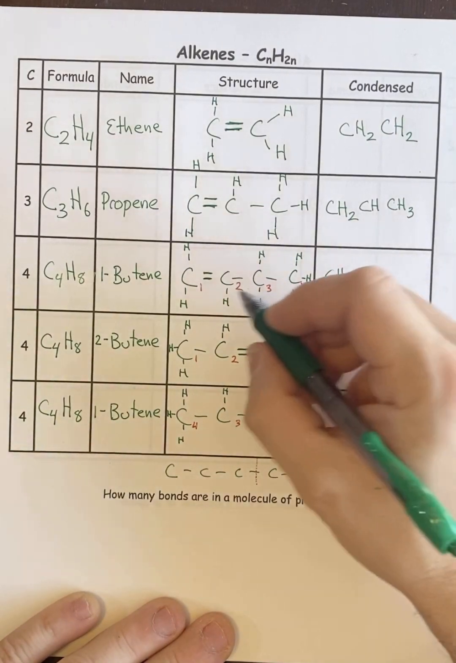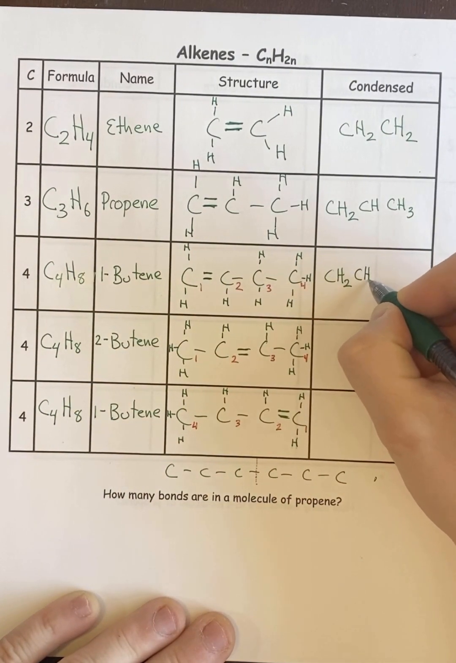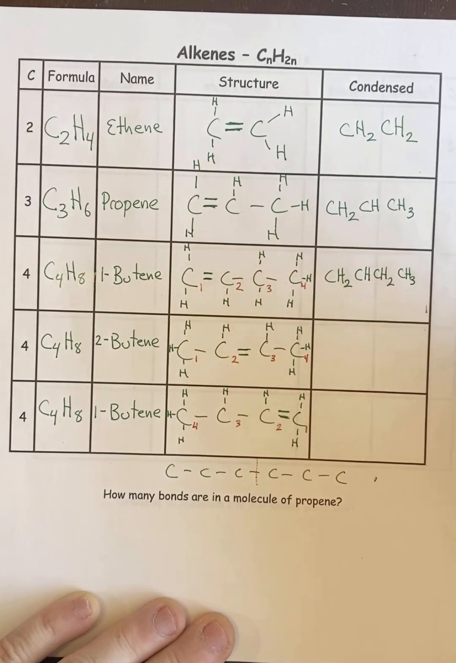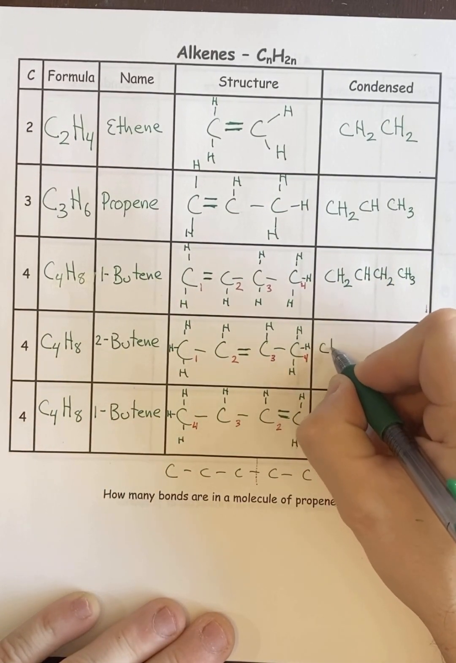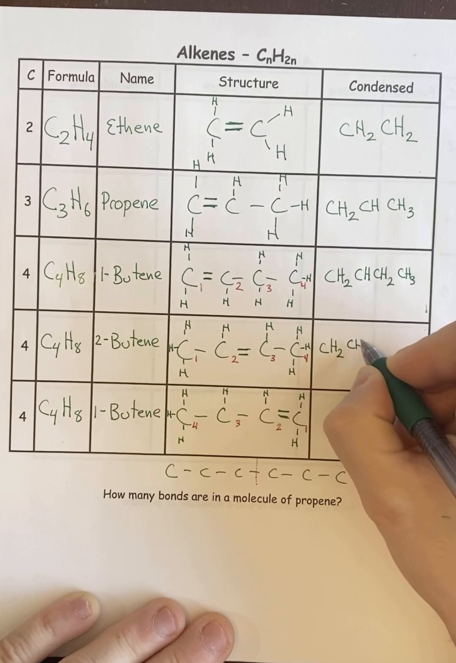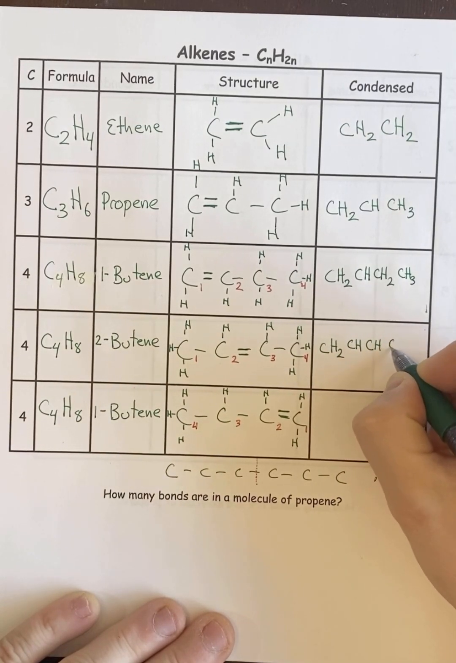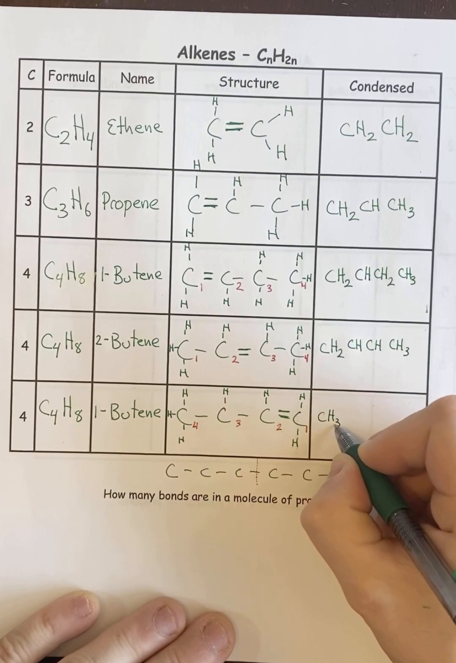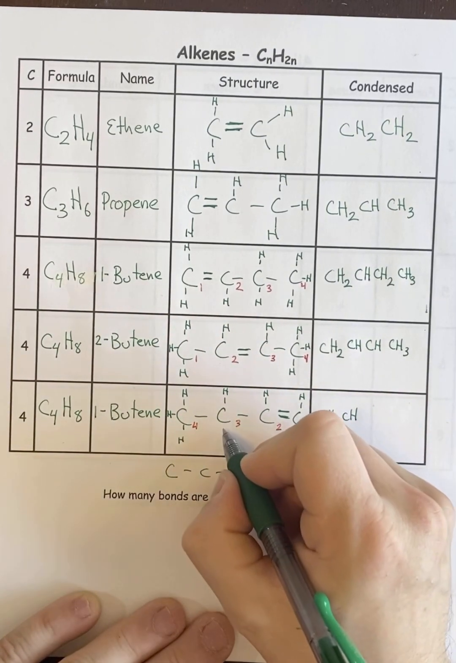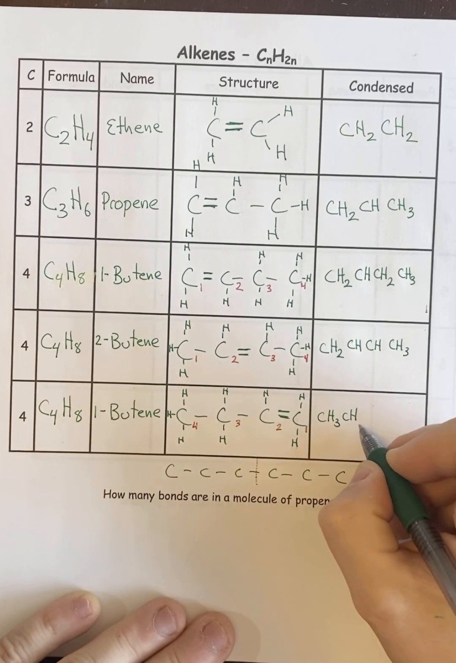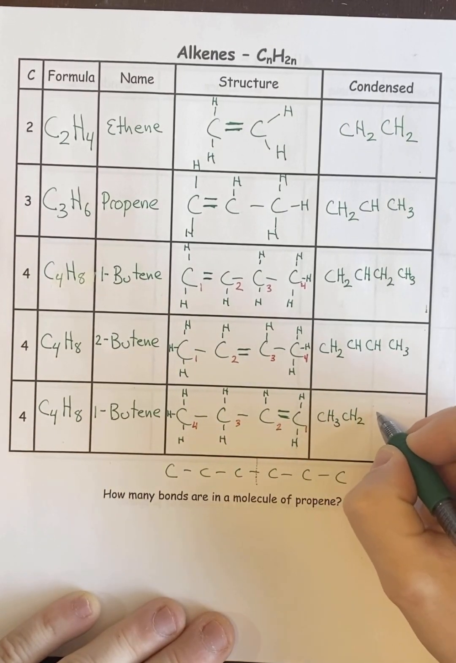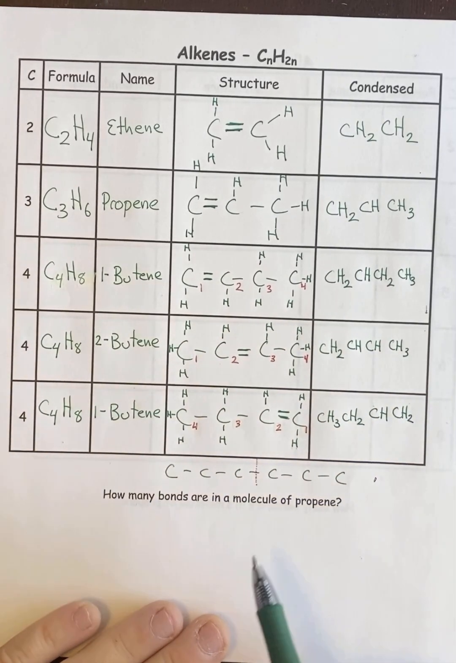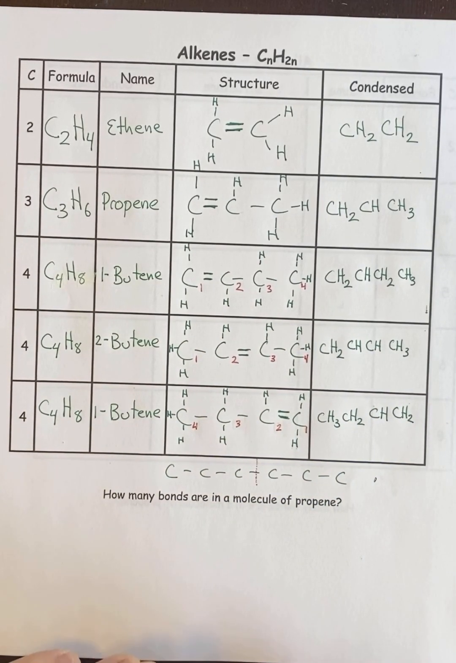And so our condensed versions are going to be CH2, CH, CH2, CH3, and then this one would be CH2, CH, CH, CH3, and this final one, there's a missing an H here, so it's going to be CH2. And then the way to double check is make sure every carbon has 4 bonds.